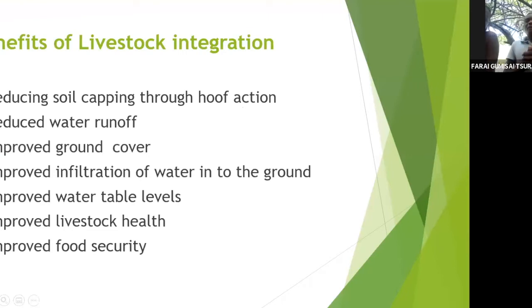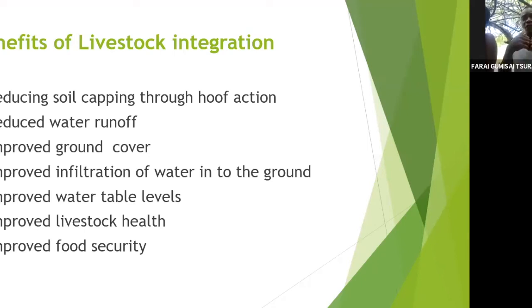Then the benefits of livestock integration. As I've said, there is a reduction in soil capping through hoof action. As I've said earlier, the project is assisting in the restoration of the rangelands. So we are not only upgrading or restoring our crop fields in terms of nutrients, but also our rangelands, in the sense that when a large herd of animals move together, the hooves will be really cultivating the land, so that when we receive our rainfall, it infiltrates.